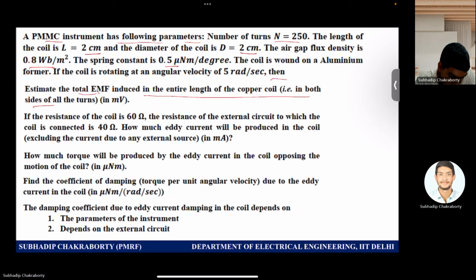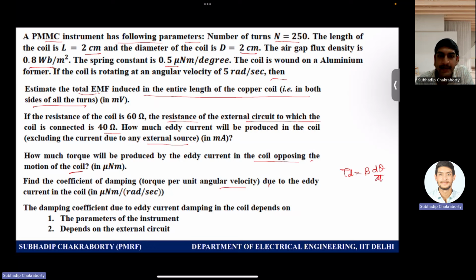And the follow-up question says that if the resistance of the coil is 60 ohms, and the resistance of the external circuit which needs to be connected is 40 ohms, then how much eddy current will be produced in the coil, excluding the current due to any external source, and how much torque will be produced by the eddy current in the coil opposing the motion by Lenz's law, as you know. Then it is asked to find the coefficient of damping, that is, torque per unit angular velocity. So damping torque, as you know, is B times d theta dt.